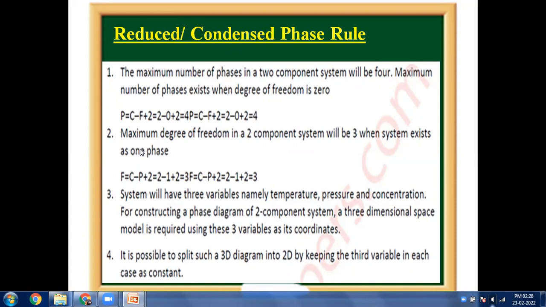Yes, degree of freedom is 2. Number of components is also 2. Number of phases is how much? 2. So there is a possibility. Hello, am I audible? Yes, ma'am. So there is a possibility, okay, two phases can be able to describe the entire phase diagram.